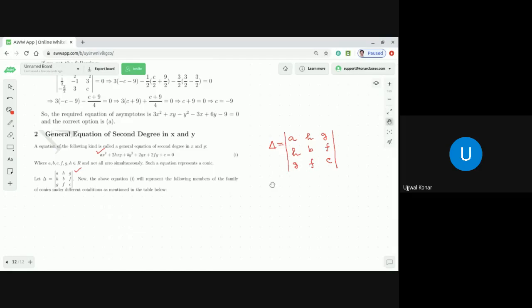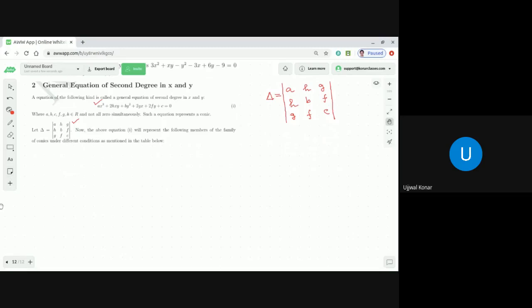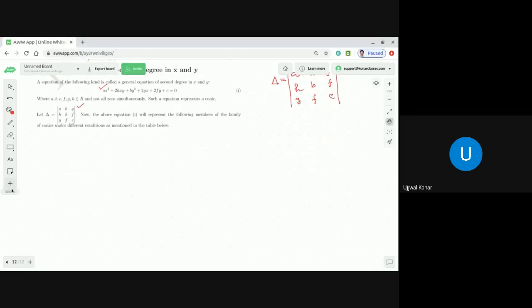Now, the point is that, as I said, the nature is defined by the value of two things. One is the value of the determinant and the relationship between H, A, and B. So, this is the table I will always recommend you to memorize, dear students. This is a very important table. And exactly we have applied that table here to answer this particular question.